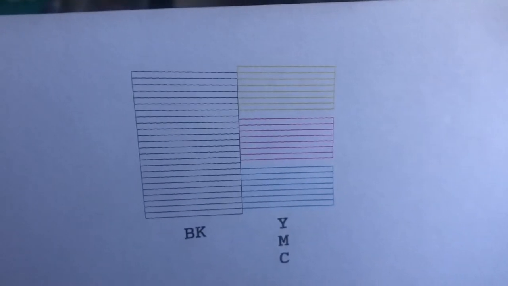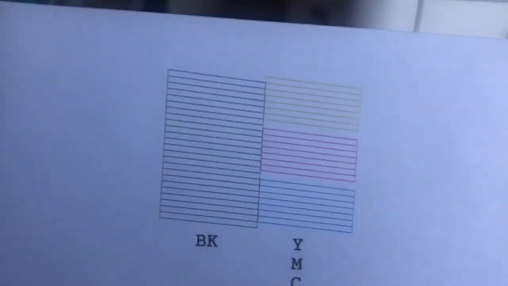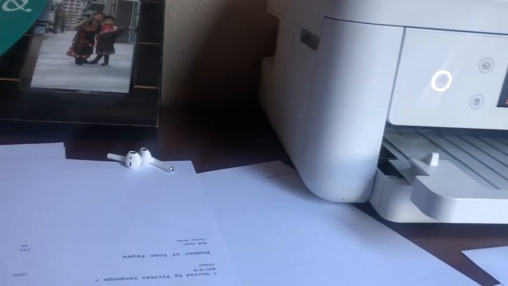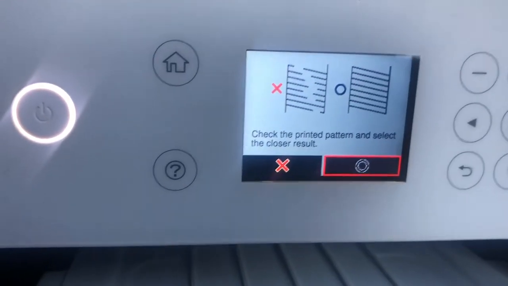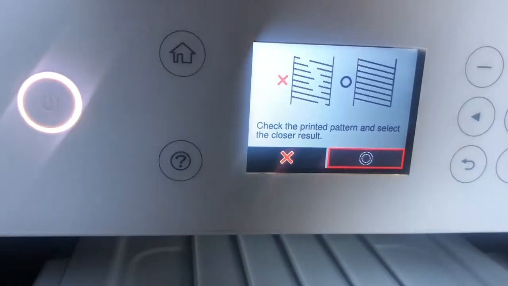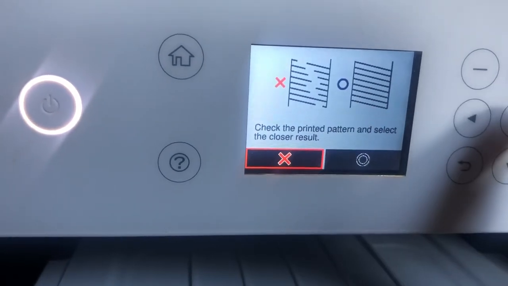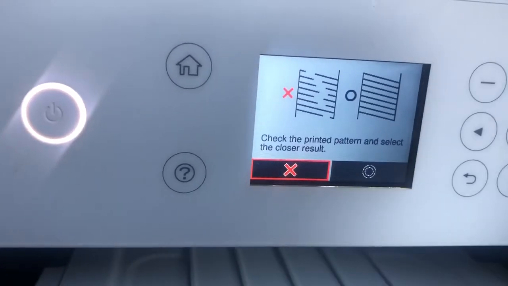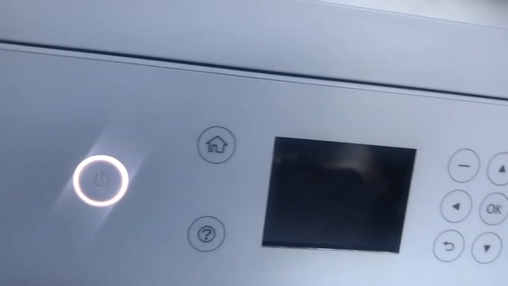Okay, so again, I got this result after 5 attempts. The head cleaning, you can do it from your printer. Now you'll see this option. If you still see breaks in the lines like this, then you have to choose the X option and then click okay. I'm not going to do it because my result is perfect after 5 times of checking. I have no problem, I'm going to click okay. I'm going to go to home.